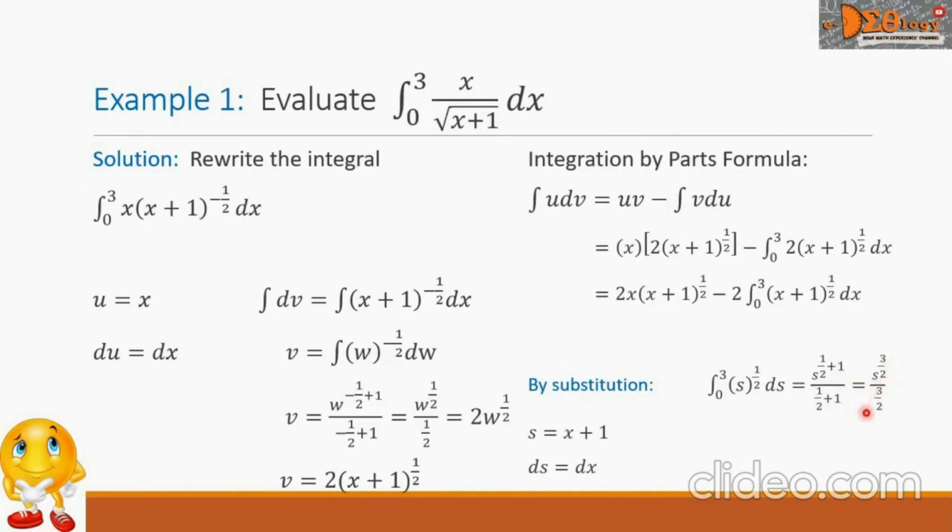Let us simplify this complex fraction. This 3 over 2, we're going to flip it up, then making this number 2 the coefficient of the s in the numerator.